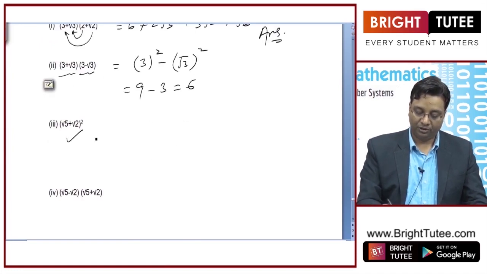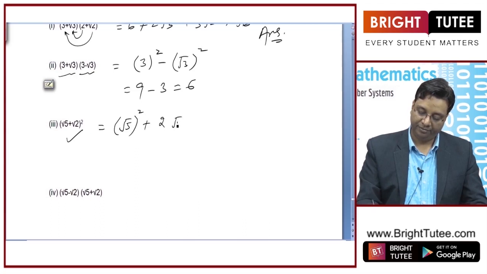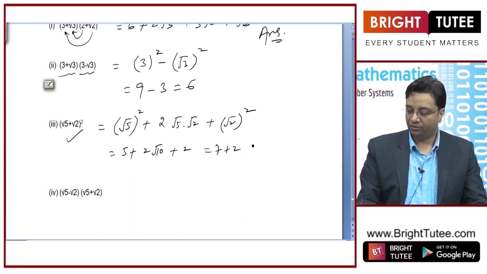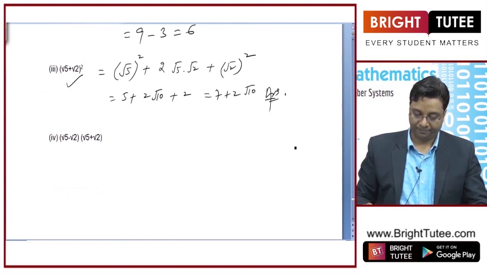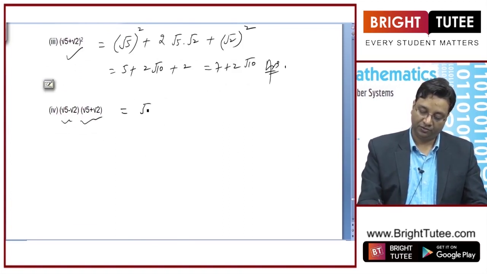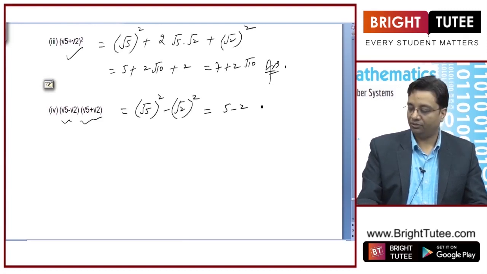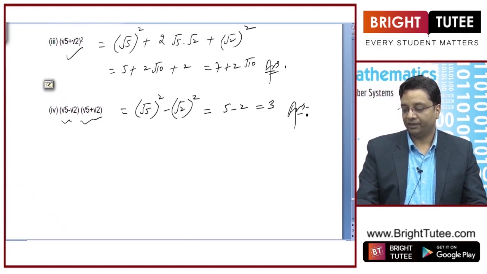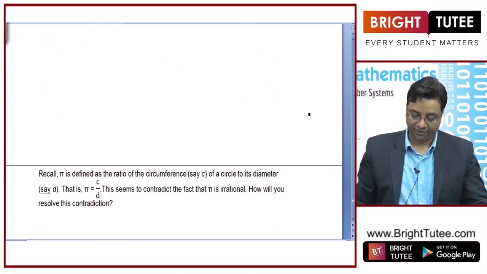This is a plus b whole square. So the formula is a square plus 2ab plus b square. So this is 5, this is 2 root 10, this is 2. So 7 plus 2 root 10 is the answer. This is a minus b into a plus b, so a square minus b square, root 5 squared minus root 2 squared, that is 5 minus 2, 3 is the answer. Right, these were easier ones.